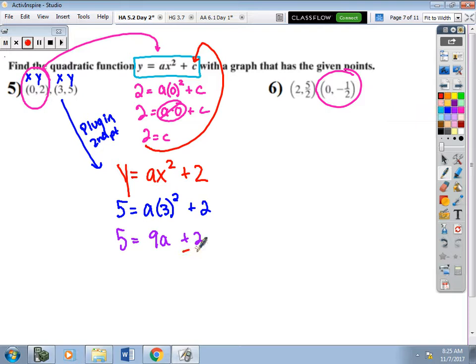So we'll subtract, and then we'll divide. Now make sure you don't think A is 3. A is 3/9, which would be 1/3.